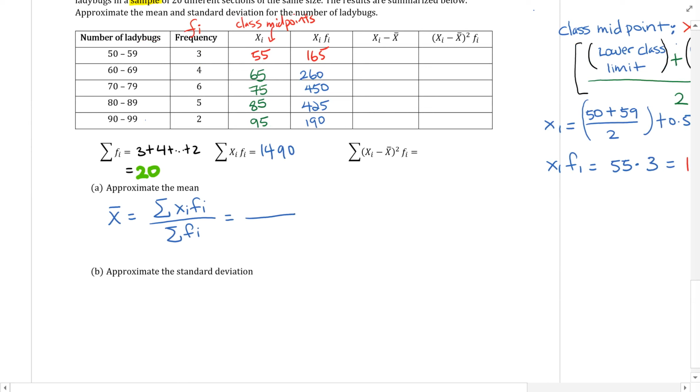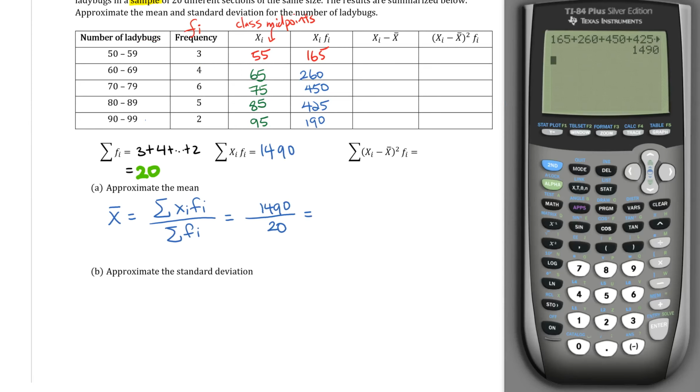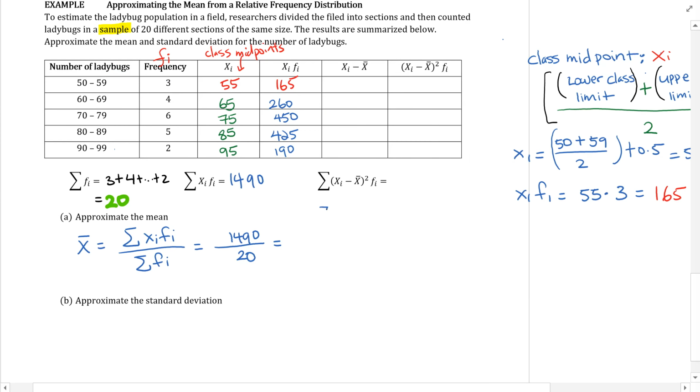Notice that my summation of xi fi is 1490, and my summation of fi is 20. Calculate that, and then I divide. So I will have 1490 over 20. That gives me 74.5. That means on each lot, there are on average 74.5, or approximately 75, ladybugs in each lot.